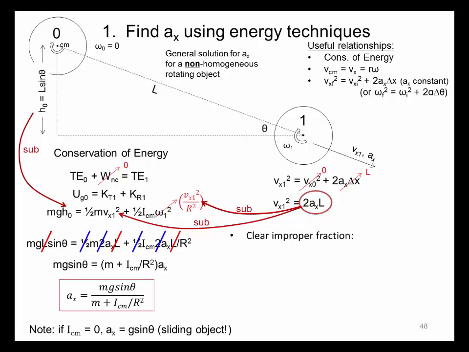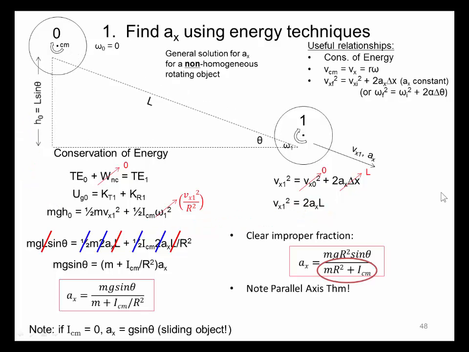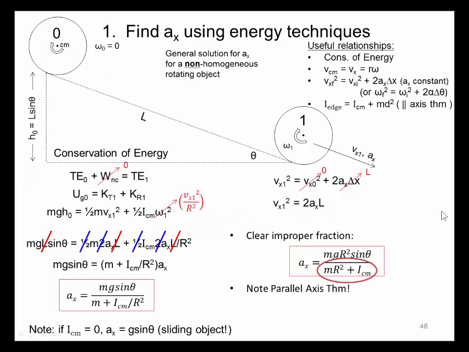Now we can also simplify this a bit more, and what we'll do is clear this improper fraction by multiplying the top and the bottom of this fraction by r squared and see what happens. And what we get is this result right here. This looks like another moment of inertia, mr squared. In fact, you might recognize this bottom here as really an application of the parallel axis theorem.